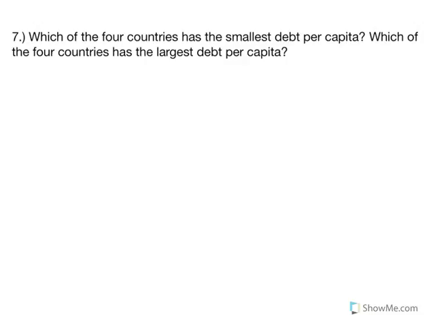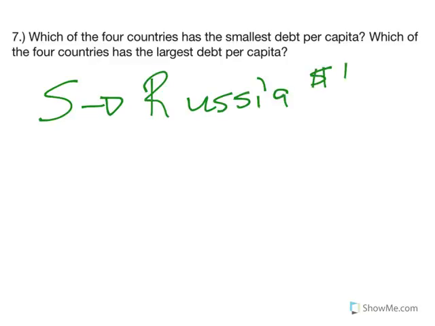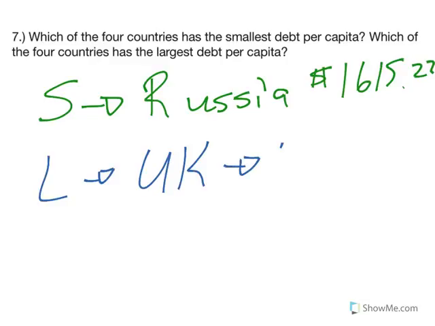So in number 7, which of these has the smallest and which has the largest? Well, the smallest, the winner of that, goes to Russia because they had the 1,615.22. And the largest goes to the UK at 42.5, right? Debt per capita.